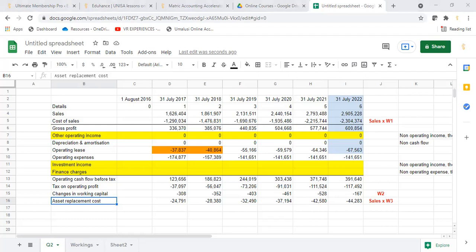So now you add the depreciation to sales ratio. To get depreciation every year, we take the depreciation to sales ratio and multiply it by the sales of each year, and that will give you your depreciation. Okay. No, that's fine. Okay.